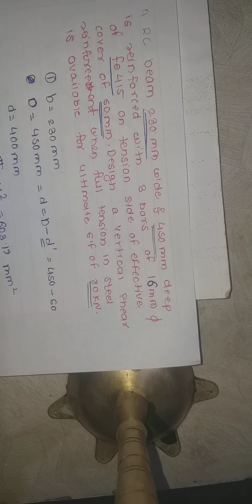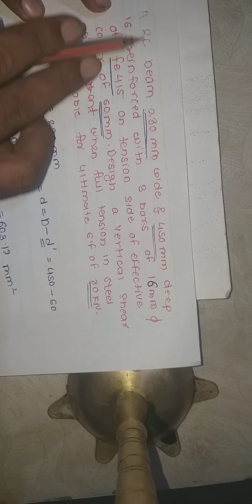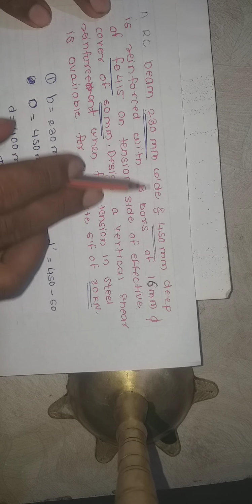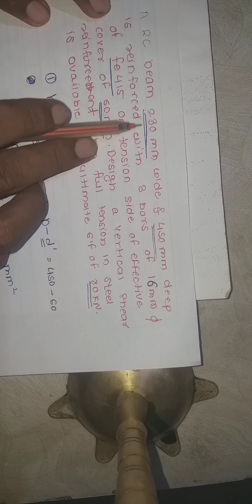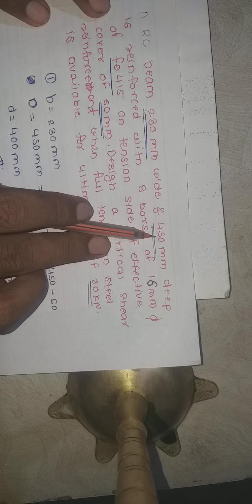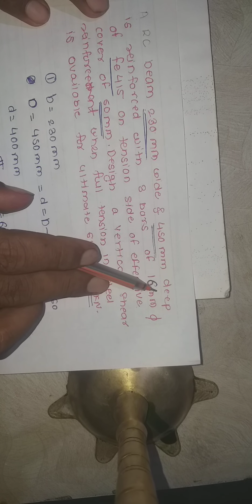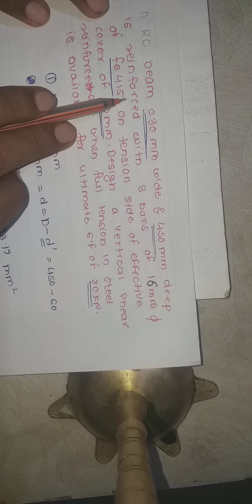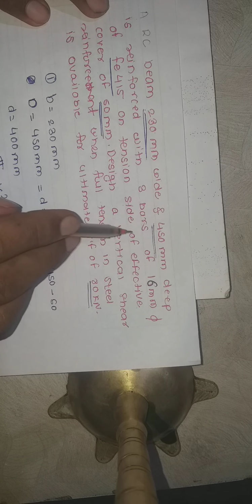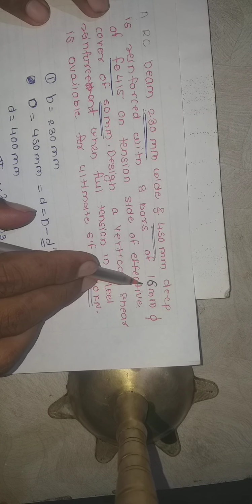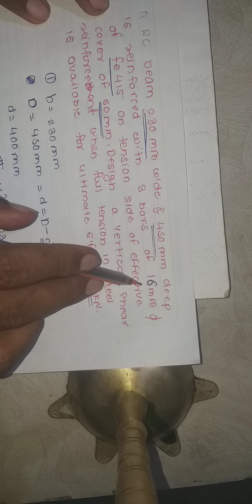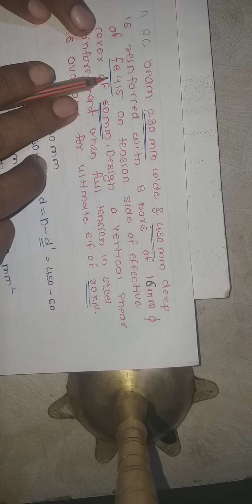So this is the example: an RC beam of 230 mm width. This is the width of the beam, 230 mm, and this is the depth of the beam, 450 mm. So it is the overall depth of the beam, not the effective depth. It is reinforced with 3 bars of 16 mm diameter, which means the number of bars is 3 and the diameter of the bar is 16. This is the grade of the steel, Fe415.